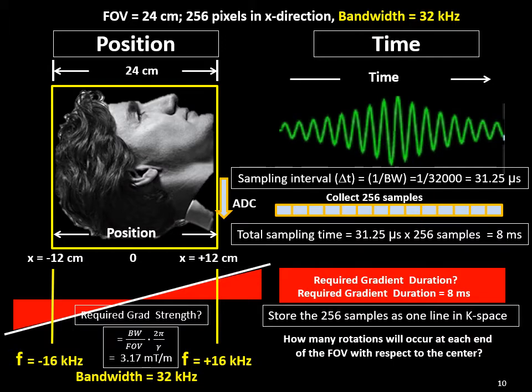And then, as a check on the system, we ask the question, how many rotations will occur at each end of the field of view with respect to the center? Well, it's 16,000 rotations per second times 8 milliseconds. We would get 128 rotations in one direction on one side of the image and 128 rotations on the other side of the image. So the formula works.